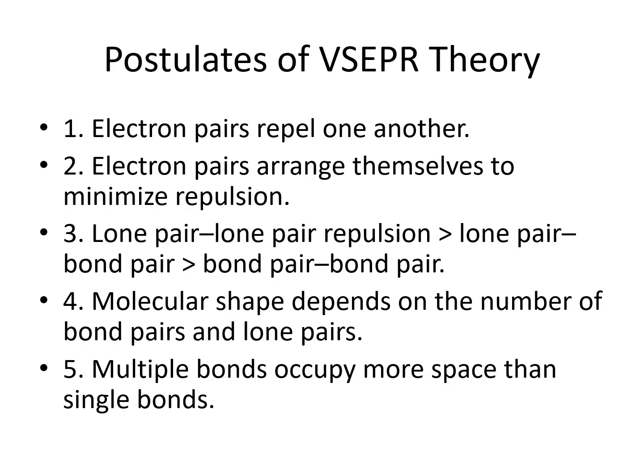Okay, let's come to the postulates of the VSEPR theory. So the first postulate is that electron pairs repel one another. The electron pairs around the central atom repel each other. The second postulate is that electron pairs arrange themselves to minimize the repulsion. Or we can say that one pair of electrons in the valence shell repels another pair of electrons because they are negatively charged. As we know, same charges repel each other and opposite charges attract each other.